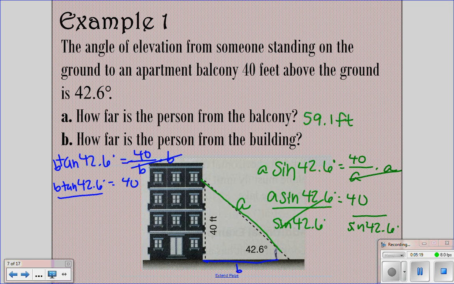And so divide both sides by tangent of 42.6. And so you're going to plug 40 divided by tangent of 42.6 into your calculator. And you should get 43.5 feet for that one.